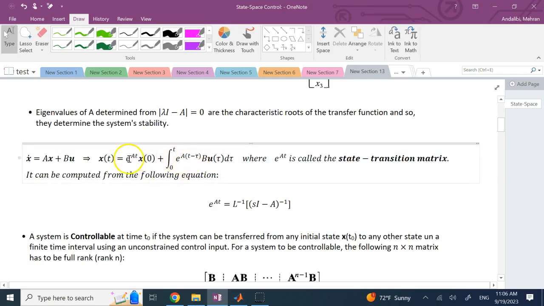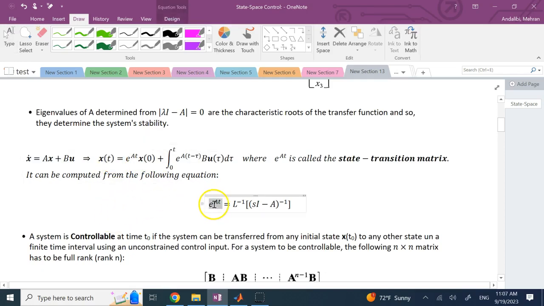And you see in both of them, this e to the At appears. This e to the At, where A is the system matrix, is a time function called the state transition matrix. If there is no input to the system, it tells us how you go from the initial condition to any time points, including the final values.